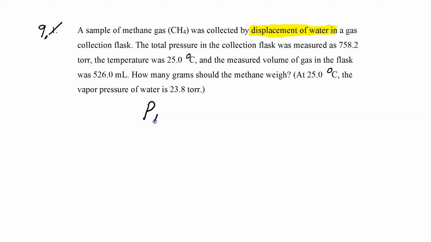Our total pressure in this particular problem is going to be equal to the pressure of the methane, which is what we're interested in, plus the pressure of the H2O. But this is very simple now because we're given the vapor pressure of water at 25 degrees Celsius. They tell us that number right here, 23.8 torr. And we also know the total pressure. That number was given to us in the problem, 758.2 torr. So our first step is to just simply calculate the pressure of methane in this flask. And once we have that, we can use the ideal gas law equation to calculate the number of moles and therefore the number of grams.